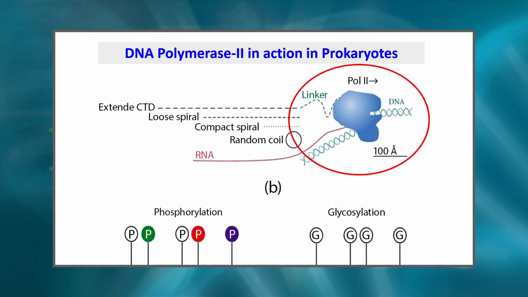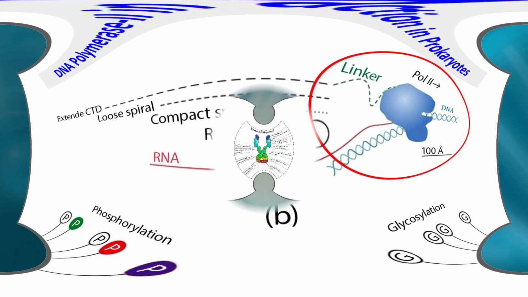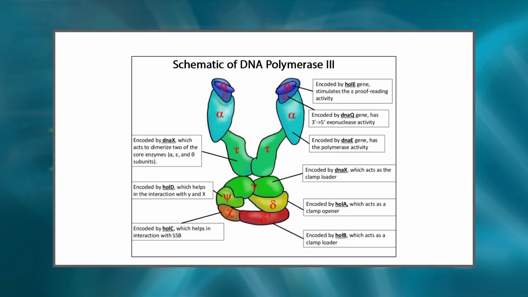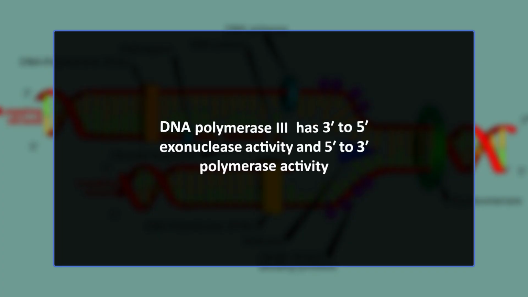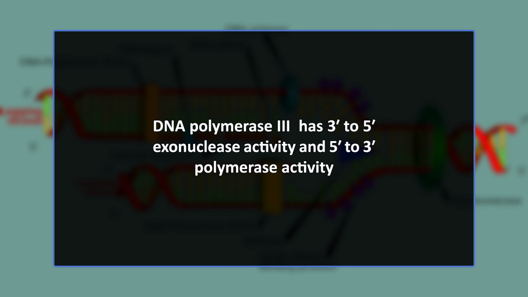DNA polymerase 2 has 3' to 5' exonuclease activity and participates in DNA repair with 5' to 3' polymerase activity. DNA polymerase 3 is the primary enzyme involved in the DNA replication of Escherichia coli. It has 3' to 5' exonuclease activity and 5' to 3' polymerase activity.